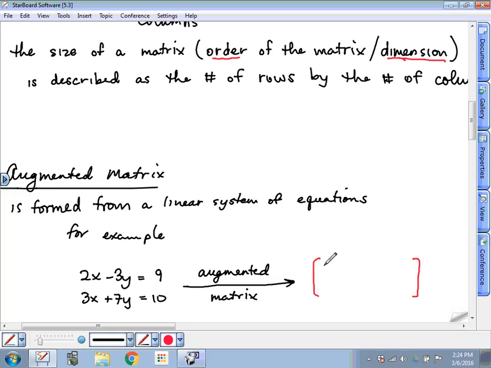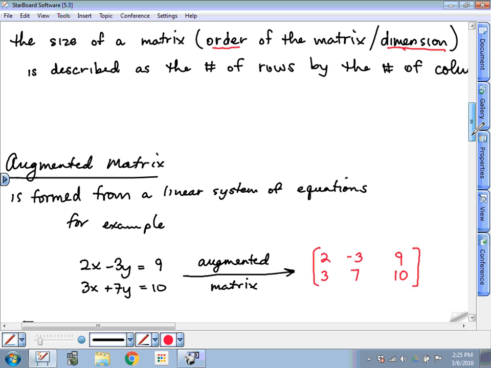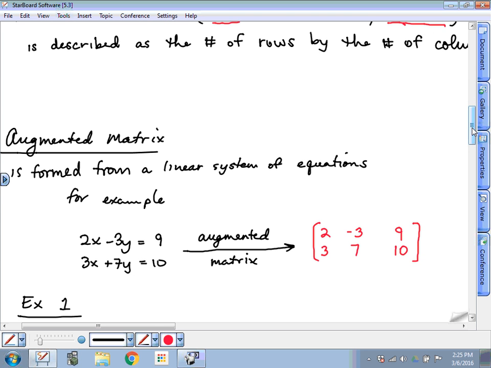So going across the top row, we're going to have 2, -3, and 9. Going across the bottom row, we're going to have 3, 7, and 10. And that would be the augmented matrix. So at this point in your homework, all you would be asked to do is, given some kind of a system of equations, form the augmented matrix. Now we're going to be doing something with this a little later on, but for right now, that's all you would be expected to do.